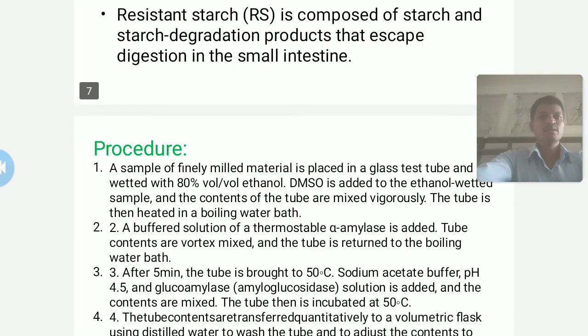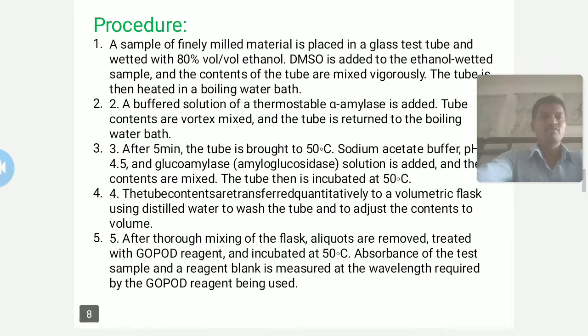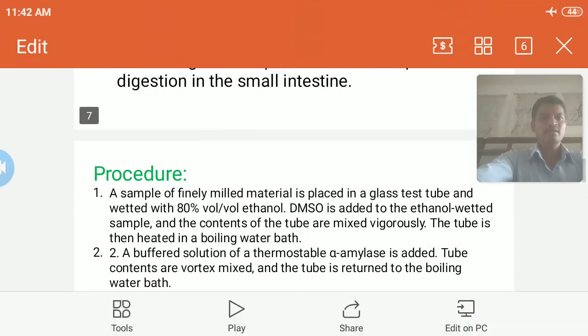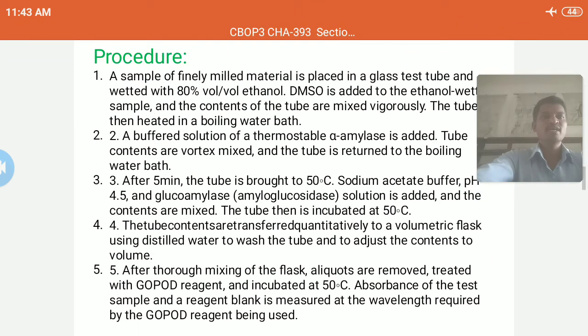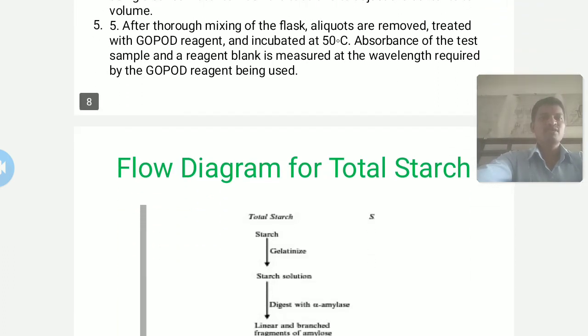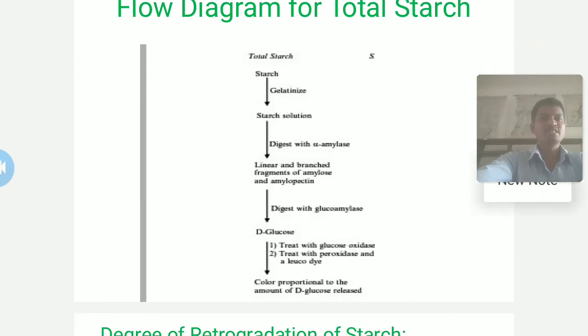Now the procedure. The procedure for this total starch estimation is discussed here. The flow chart is given here. When you remember the flow chart, it will be easy for you to remember the steps for this total starch estimation. First of all, we will directly see the flow chart, and the detailed description is also given for your information. So total starch estimation is done like that.